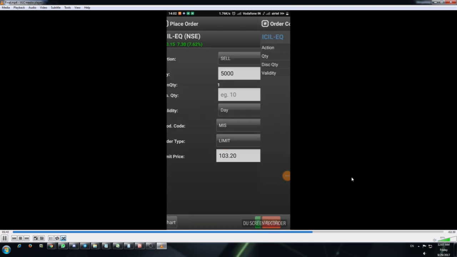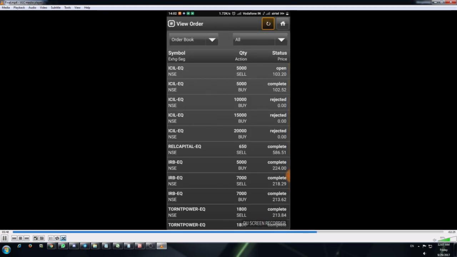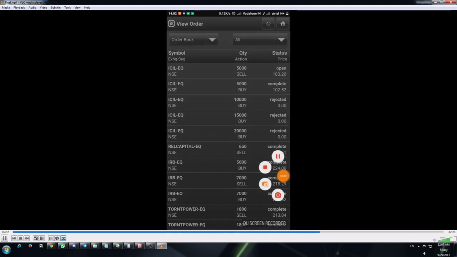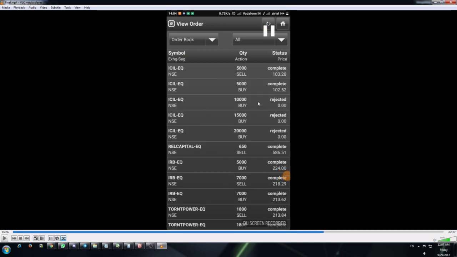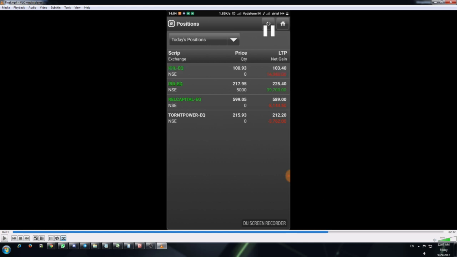ICIL again, time to sell off. So 5,000 sold here. It took some time to execute the order, but finally got executed. 102.52 was the buying cost, and 103.20 was the selling cost, with 5,000 shares. Good amount of profit. IRB is still left over, so let's wait.